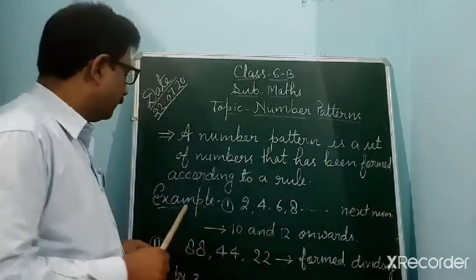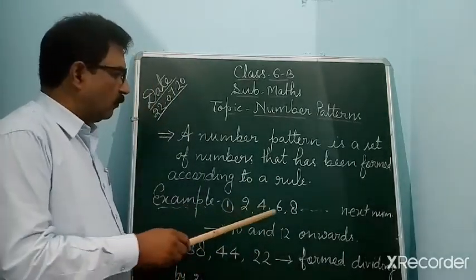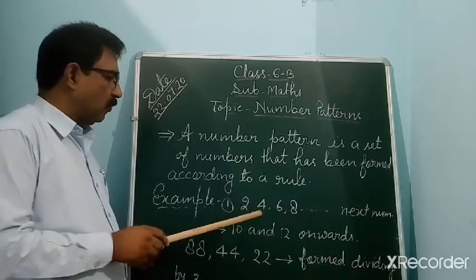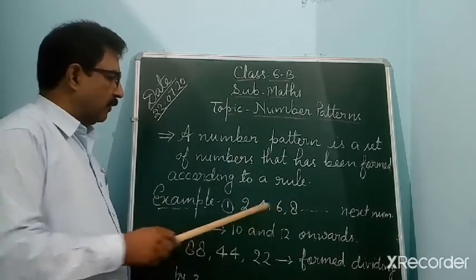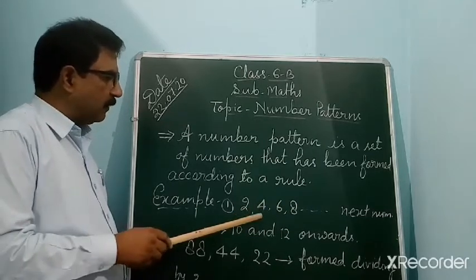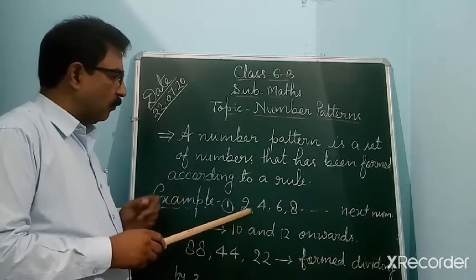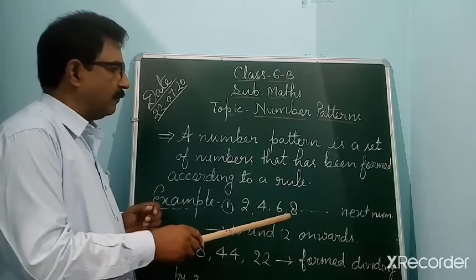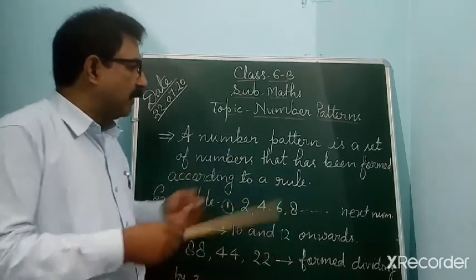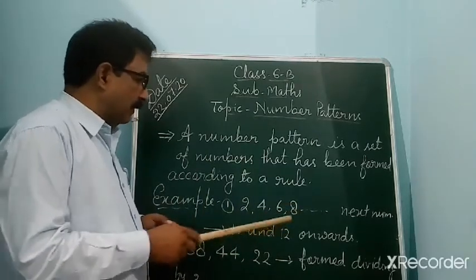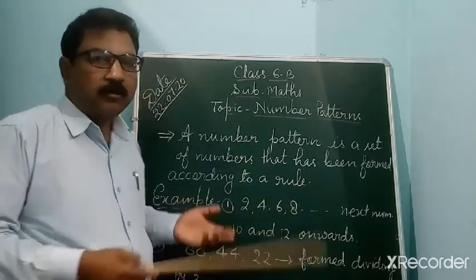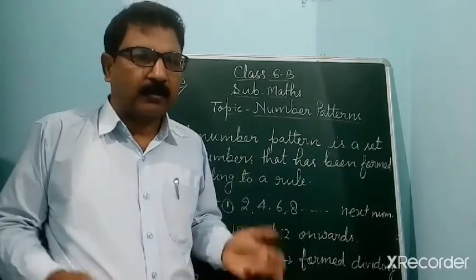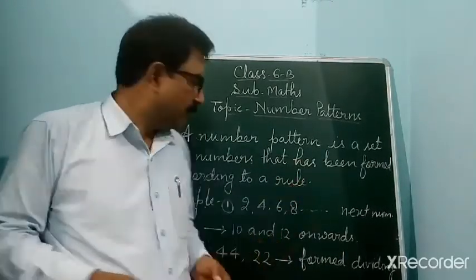For example, 2, 4, 6, 8. You see carefully: 2, 4, 6, 8. So the gaps in the numbers: 2, 2 plus 2 is 4, 4 plus 2 is 6, 6 plus 2 is 8. So in the pattern, the next numbers will be 10, 12, 14, 16, 18, 20, 22 onwards.